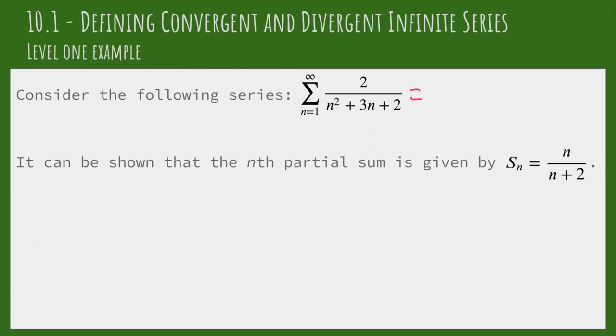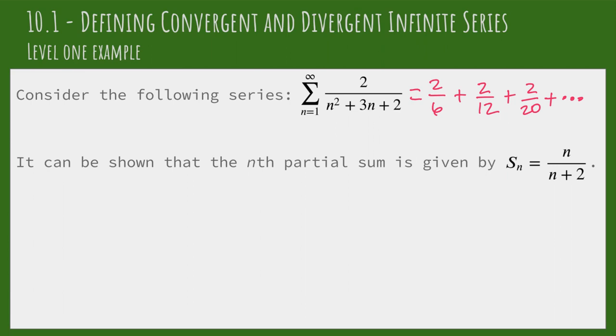If n equals 1, we're going to have 2 on top. On the bottom, we're going to have 1 squared plus 3 plus 2, which is 6. So the first term is going to be 1/3. The second term, we're going to have 2 over 4 plus 6 plus 2, which is 12. So that's going to be plus 1/6. And then we plug in 3, we get 9 plus 9 is 18, plus 2 is 20. So we get 2 over 20 or 1/10, and so on.